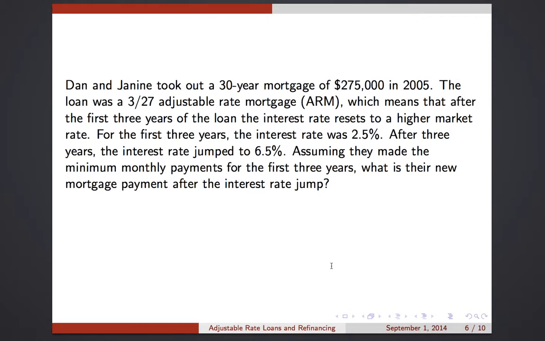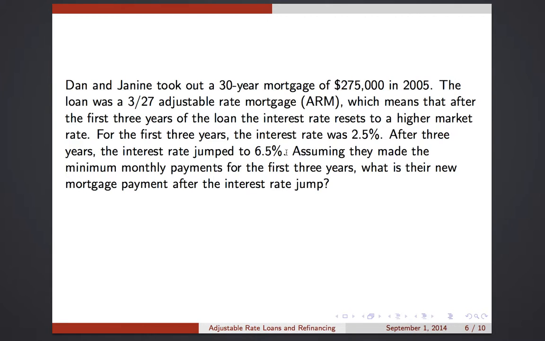Dan and Janine take out a 30-year mortgage of $275,000 in 2005. And the kind of loan they took out was a 3/27 ARM, which means that after 3 years, the interest rate is going to reset to a market rate. So in this scenario, they started with an interest rate of 2.5%, and then the rate that it resets to is 6.5%.